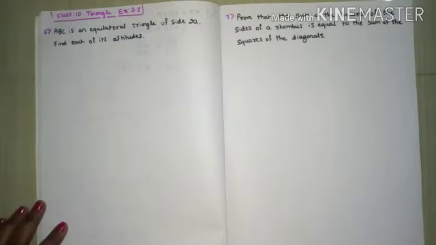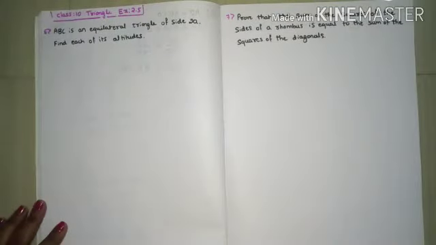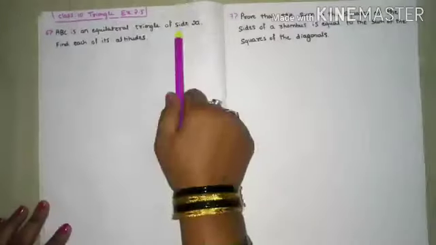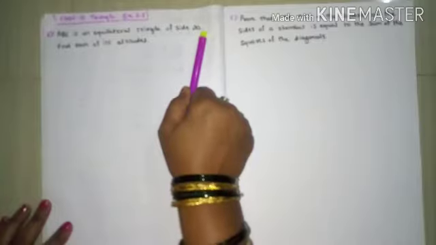Hello children, in this video we are going to learn triangle chapter exercise 2.5 sixth and the seventh sum. First we'll see the sixth sum what they have given. ABC is an equilateral triangle of a side 2A. Find each of its altitude.